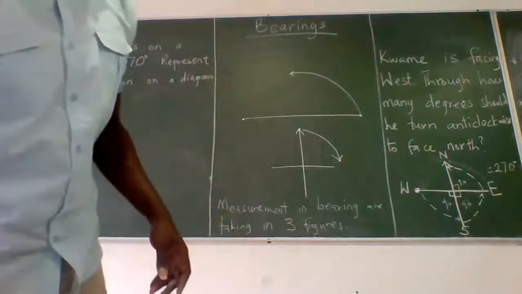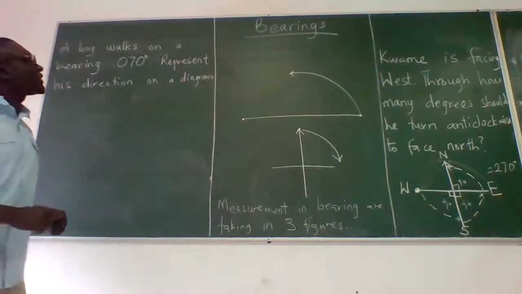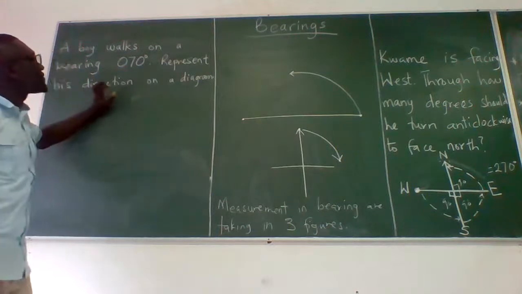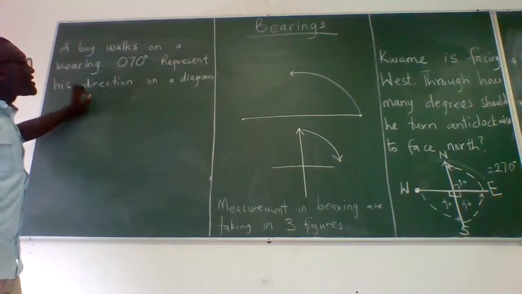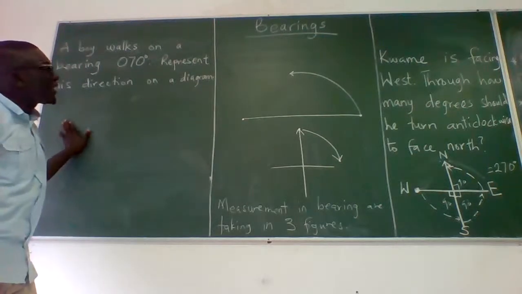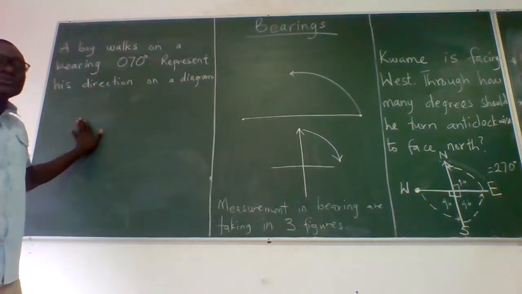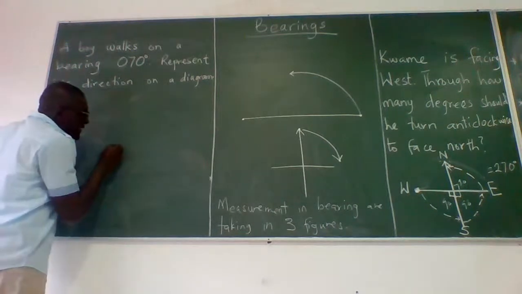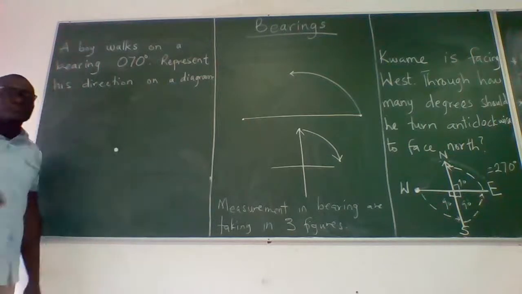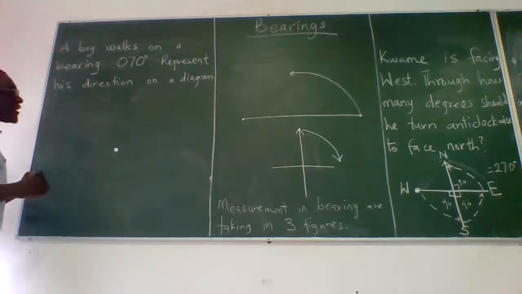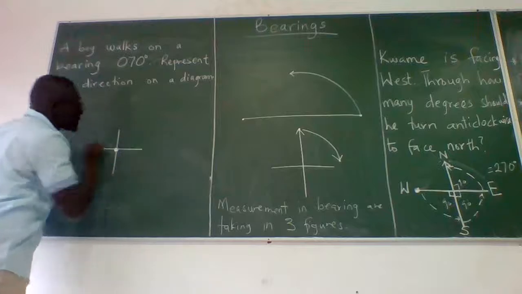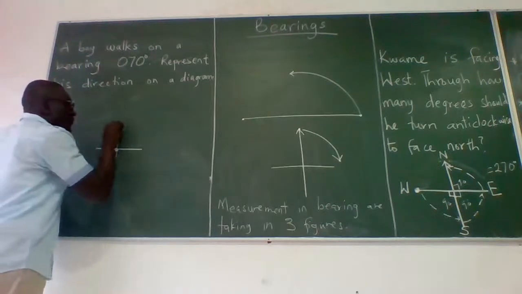Okay, so we are looking at how to represent bearings on a diagram. This one says that a boy walks on a bearing of 070 degrees. The task is to represent his direction on a diagram. So here you assume the boy is standing somewhere on a certain point, let's say this one. Now you have to get your cardinal points, so we have this one, and crossing it you have your north here.